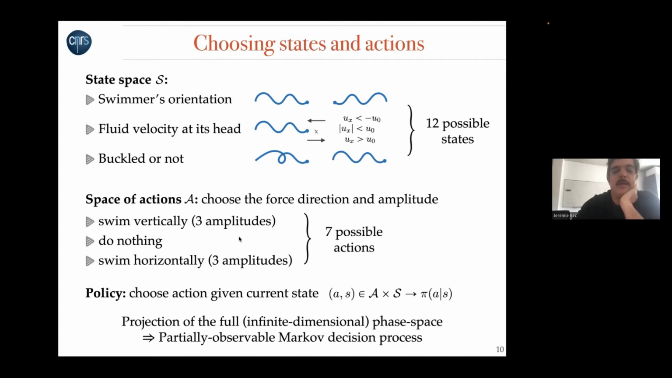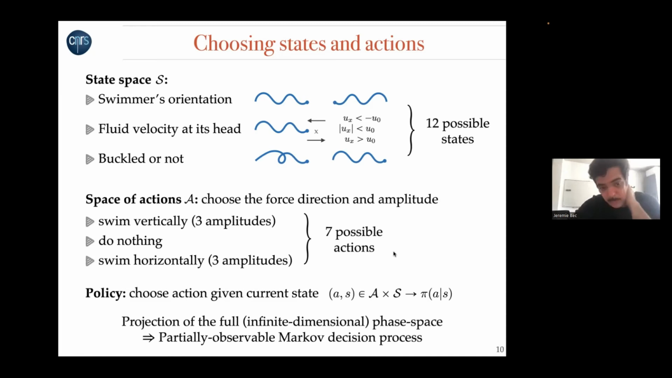Concerning actions, the action is simple: it is just to choose the force amplitude and its direction. So the swimmer is willing to swim vertically, with 3 different amplitudes, to do nothing, or to swim horizontally with 3 different amplitudes. Which means that to these 12 possible states, we can associate 7 possible actions.